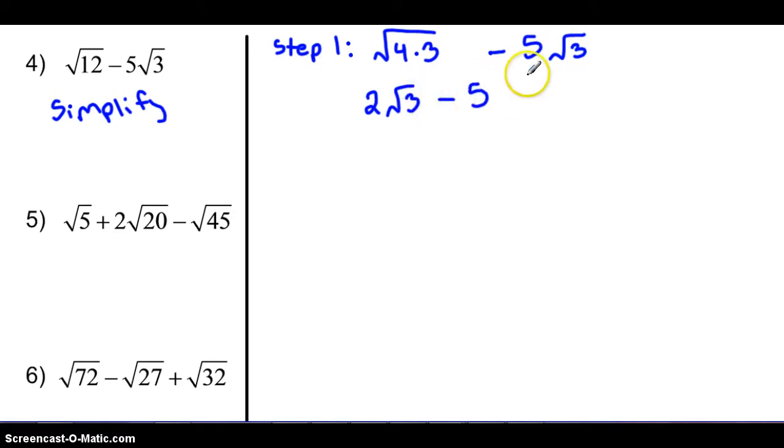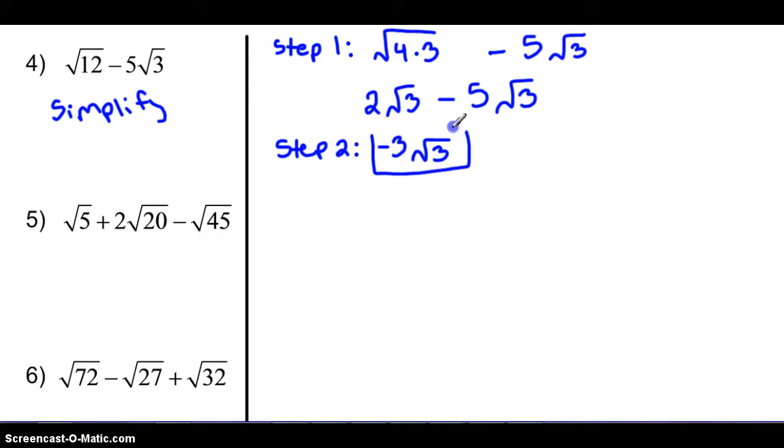Then I can bring down this 5 root 3, and now I actually have the same radicand. So step 2, I'm going to combine like terms. So 2 root 3 minus 5 root 3. Remember, I still have the root 3. That doesn't change. And I'm going to subtract the coefficients. So 2 minus 5 gives me negative 3. And that winds up being my final answer there.